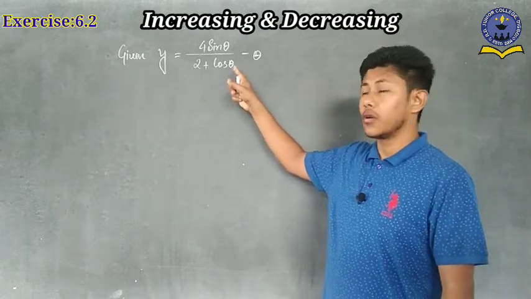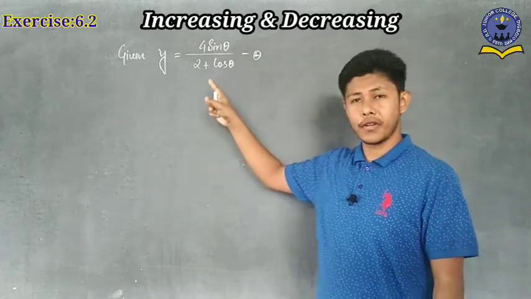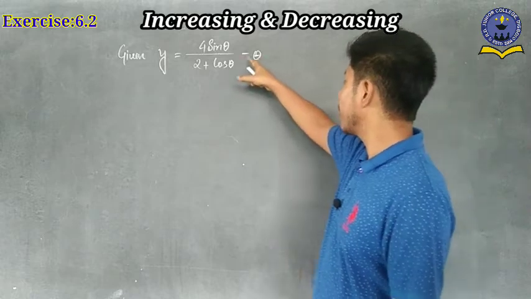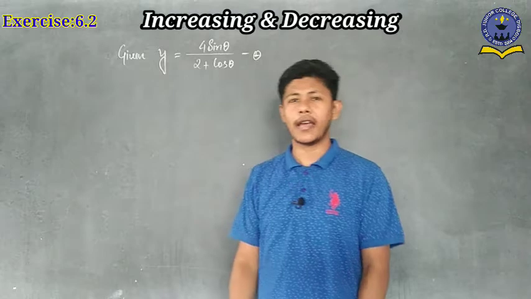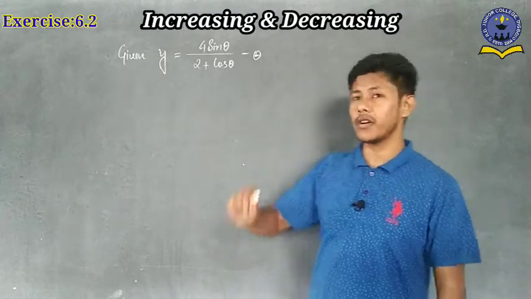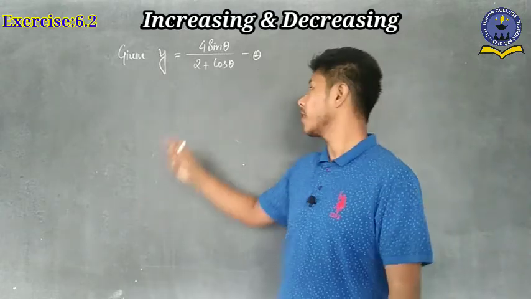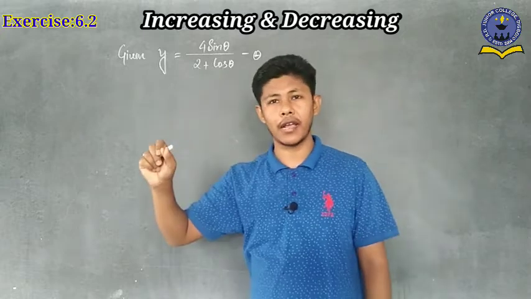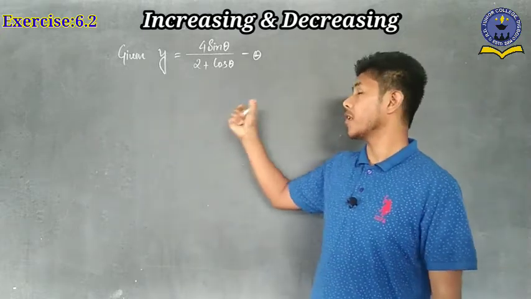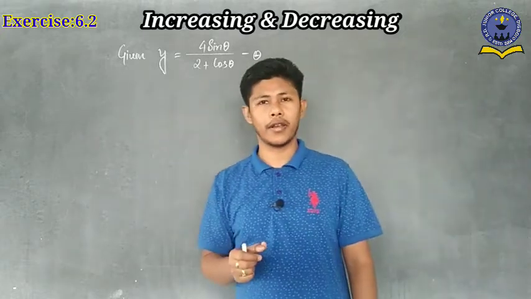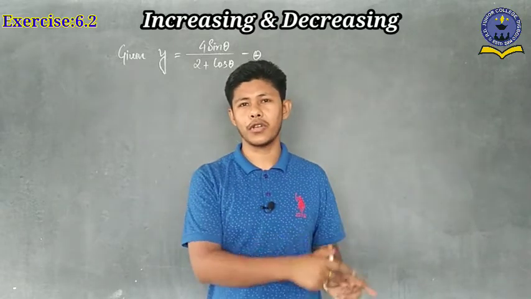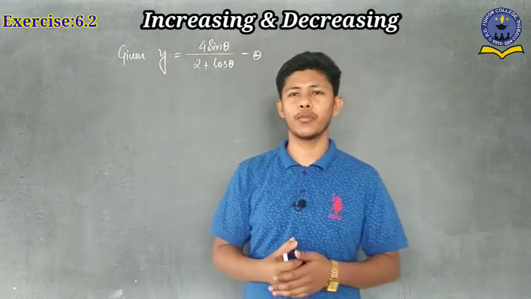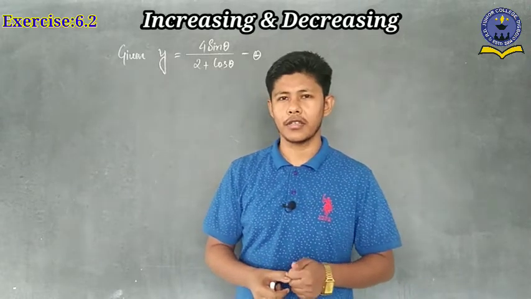What you have to do here is differentiate this with respect to theta first. The angle is theta, so with respect to theta we differentiate, and after that we have to find the critical points, the values of theta. Then we check the points on the number line, in the interval given, from 0 to pi by 2, and we need to prove this is increasing, isn't it? So now let's see.